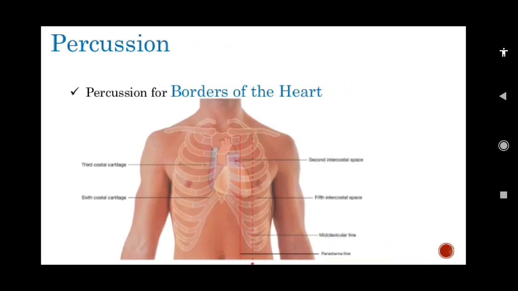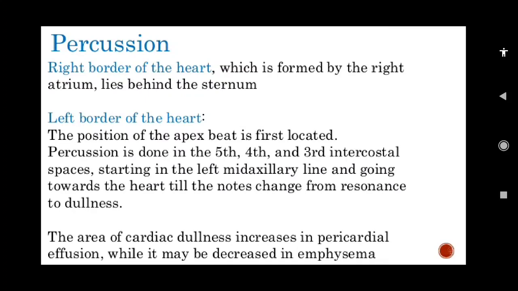Percussion for the borders of the heart is carried out in the cardiovascular system examination. We have right border, left border, upper and lower border. For all these borders we have to percuss over the precordial area of the chest, starting from the resonant to the dull area. We start from the lateral to the medial side so that we can trace out the left border, right border, upper and lower. The right border of the heart is formed by the right atrium, which lies behind the sternum. That's why we can't exactly locate or determine the right border of the heart, because it lies behind the sternum.